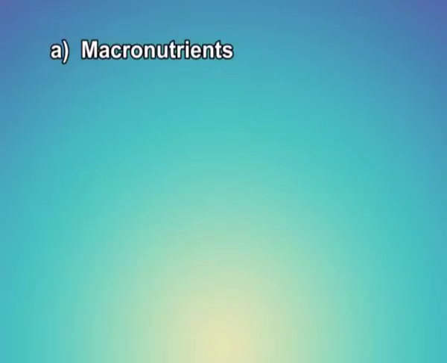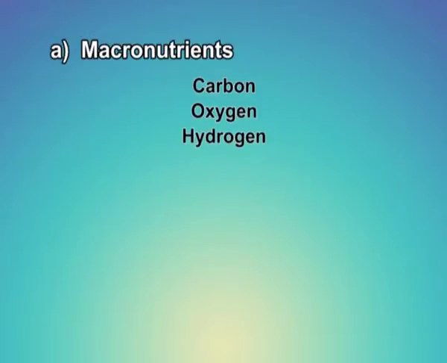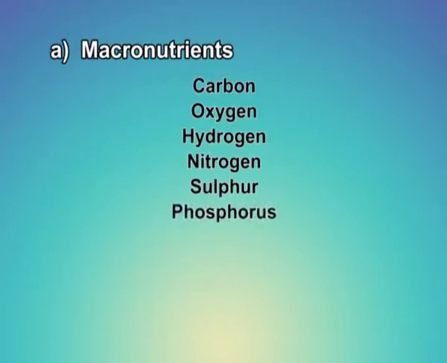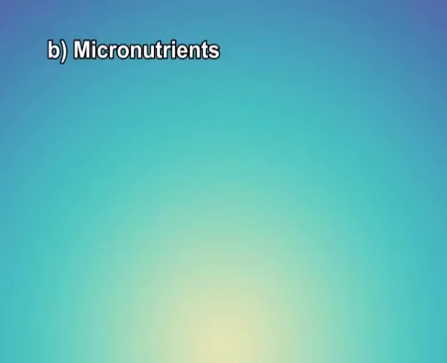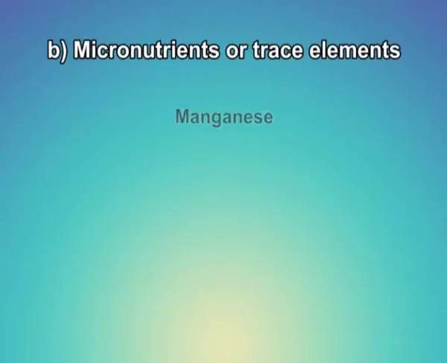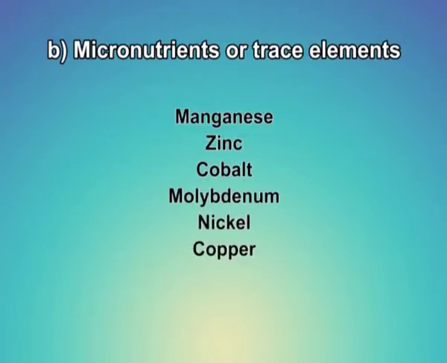These are of two types. A, that is the macronutrients: carbon, oxygen, hydrogen, nitrogen, sulfur, phosphorus, potassium, calcium, magnesium and iron, etc. While the second category, which is essential, that is micronutrients or trace elements: manganese, zinc, cobalt, molybdenum, nickel, copper, etc. are needed by most cells.